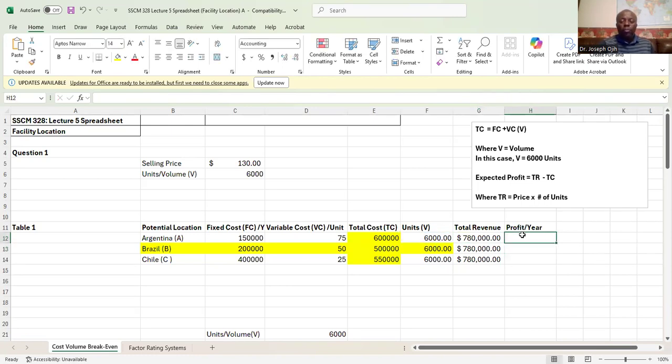So now with that, we can find the profit for a year. Profit will be total revenue, which is this one here, minus total cost, right here. And if you do it for the three of them, you see that Brazil still gives us the highest profit because the cost is the lowest of the three. So naturally, Brazil will be the best location for the business, since the total cost is lowest and the profit is the highest.